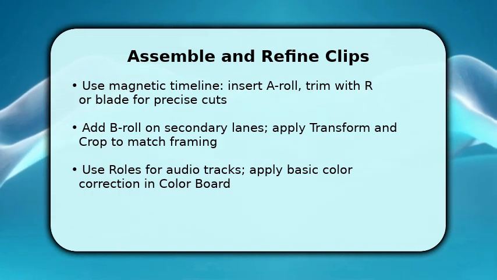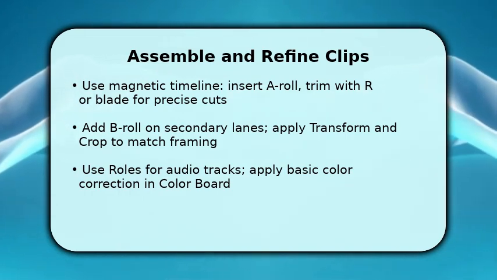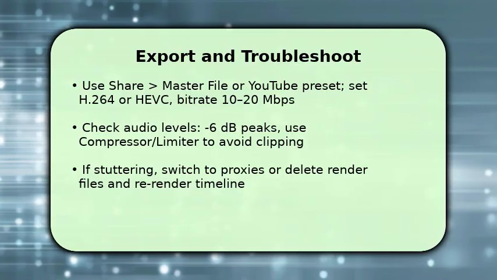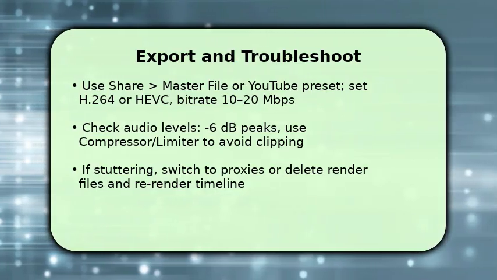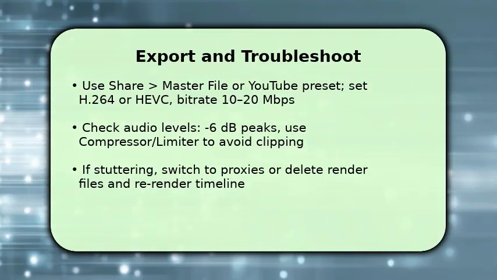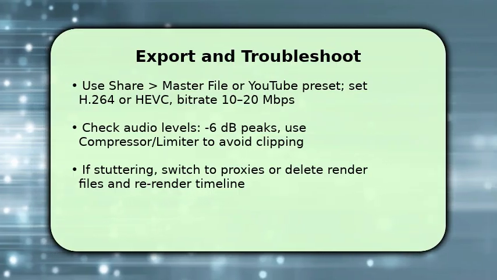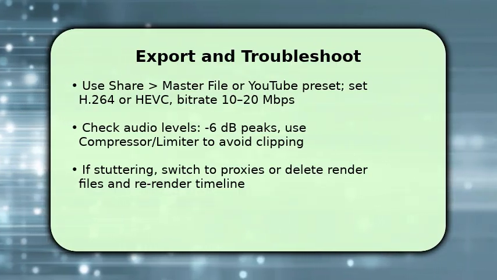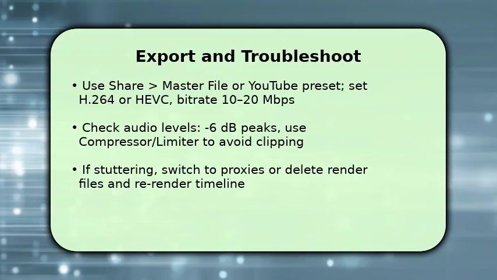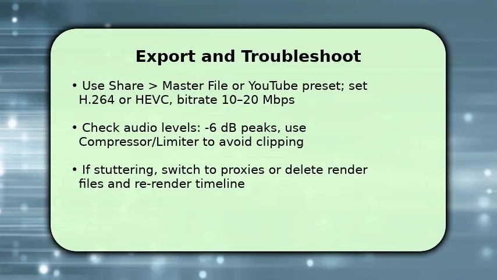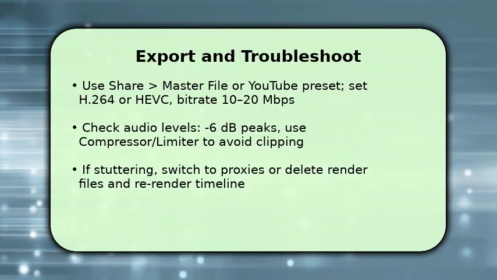You finish by exporting with the right codec and bitrate for YouTube. Choose H.264 or HEVC, and a target bitrate around 10-20 Mbps for 1080p so uploads look crisp without huge files. Make sure audio peaks sit near -6 dB and apply a limiter to prevent clipping.